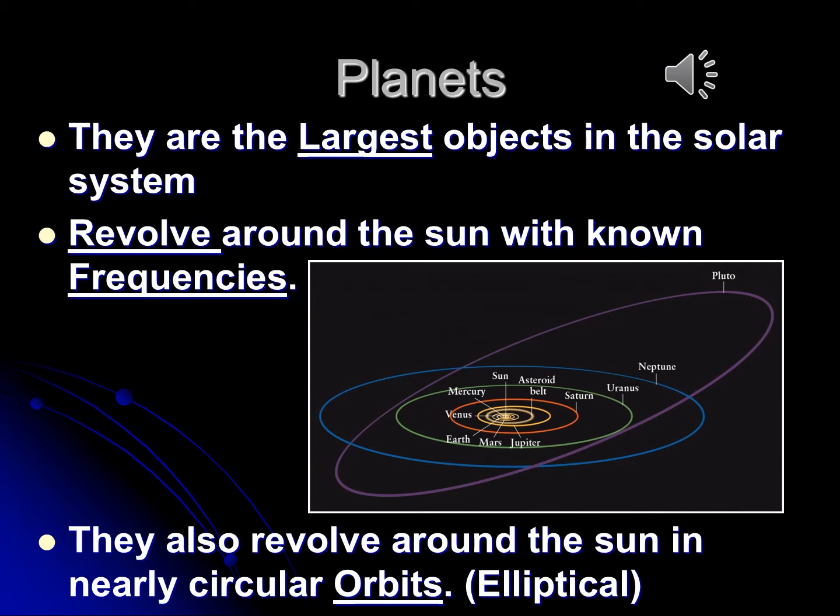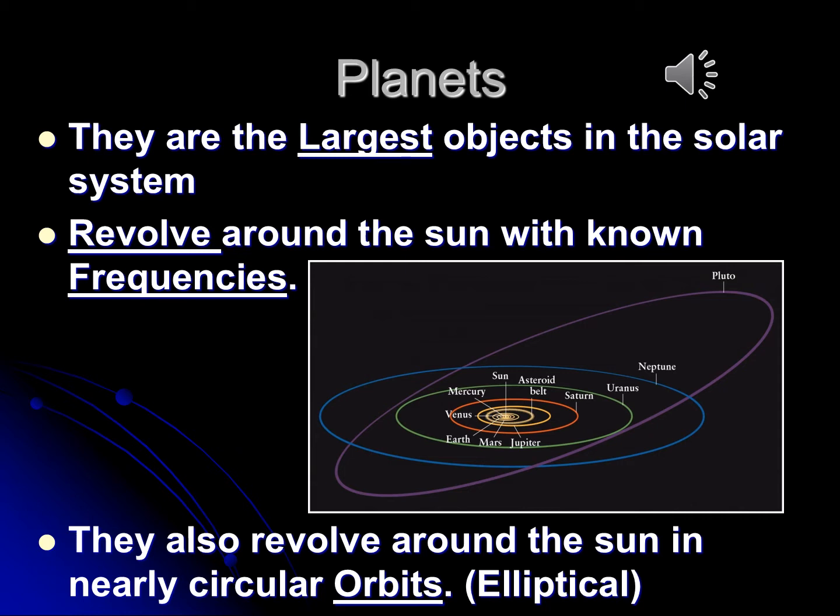In this slide, we're going to talk about the planets. The planets are the largest objects in our solar system, of course not including the sun, because the sun is obviously the largest. Now, planets revolve around the sun with known frequencies. What does that mean, known frequencies? Remember when we talked about waves, we talked about the frequency of a wavelength. Basically, it's how many waves pass in a certain amount of time. Well, with this, it's almost the same thing, except instead of looking at waves, we're looking at how long it takes for planets to orbit around the sun.